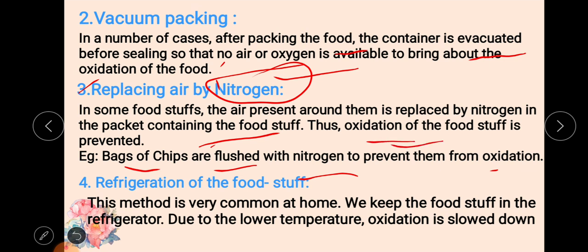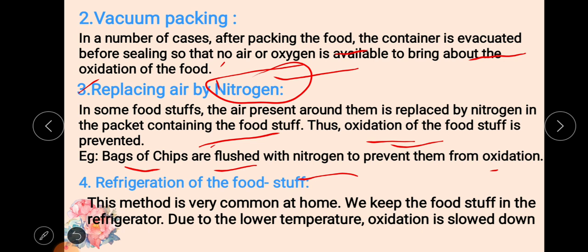By adding nitrogen, it doesn't allow the chips to get moist. That's why if you open the chips for some time, they get moist because of oxidation. That's why in chips packets you get more air than chips, and that air contains nitrogen. Because of that nitrogen, the chips stay crispy. The crispiness of the chips is due to the presence of nitrogen gas. Instead of nitrogen, if you add any other gas, the crispiness is lost and they become wet.